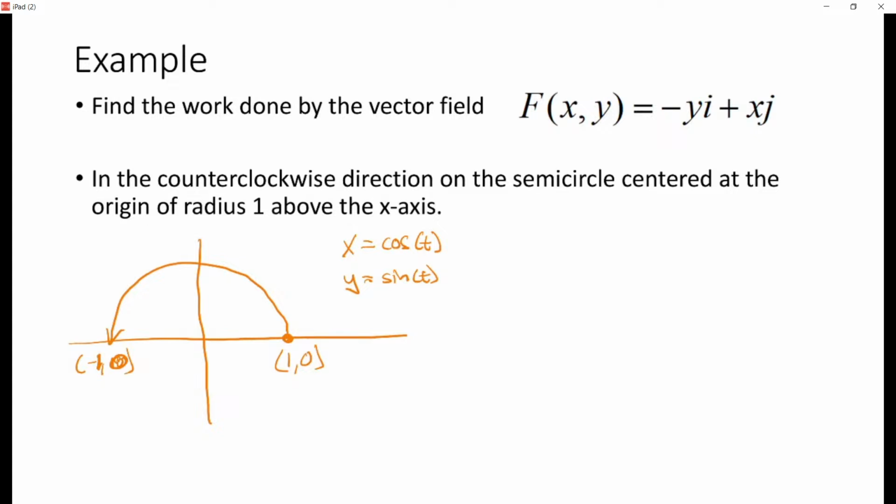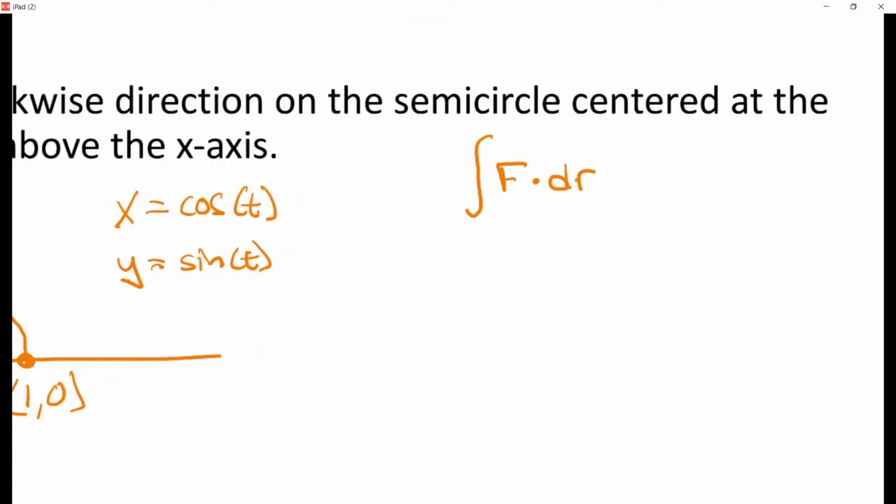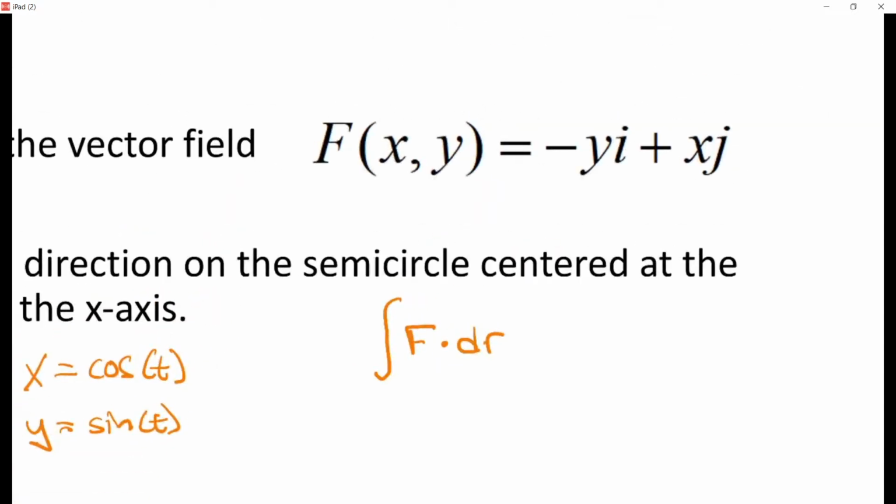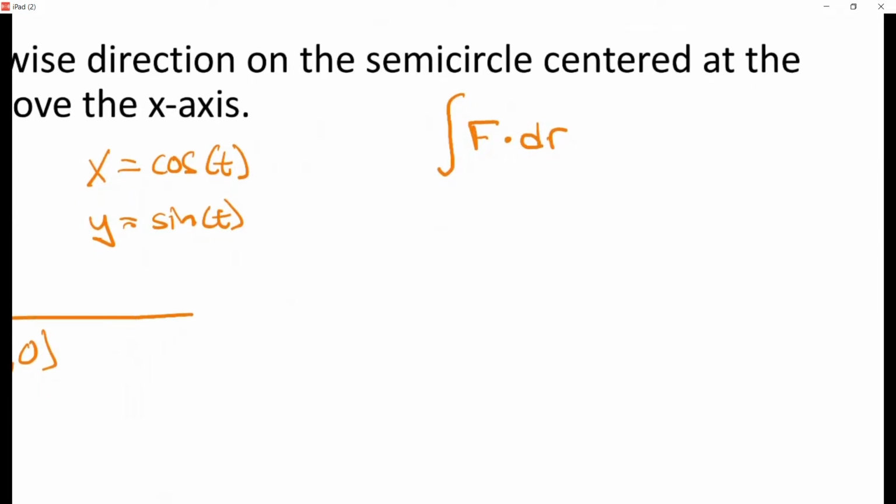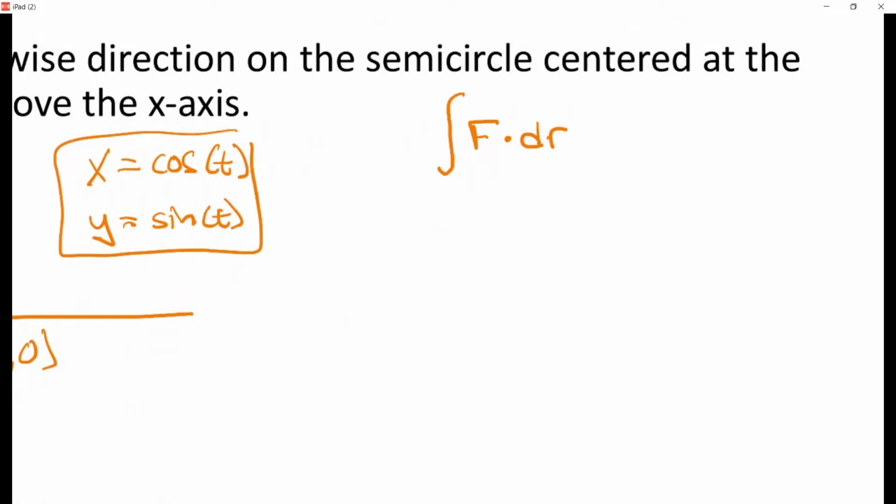Now, to remind you how you do this, we're going to be computing the integral of F dotted with dr. So I always think in terms of force through a distance. So F dotted with dr, F is the force, which is represented by the vector field, and dr is the distance, represented by this right here. So what we're going to want to do is we're going to want to write down, first of all, our curve.